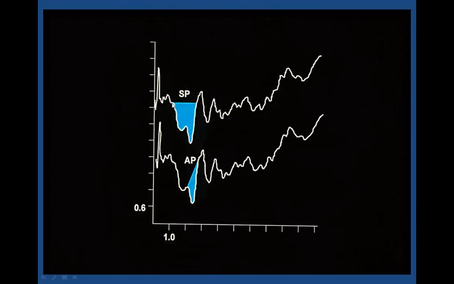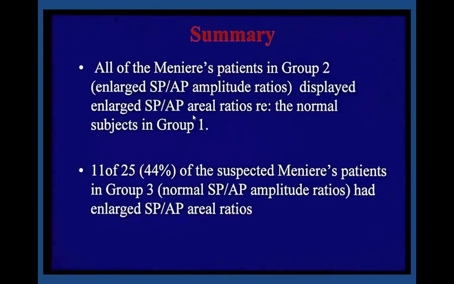Here's another example of someone with an enlarged amplitude ratio and an enlarged area ratio. Almost by definition, if your amplitude ratio is enlarged, your area ratio is going to be enlarged, and indeed our statistics showed that to be true. All of the Meniere's patients in group 2 that had enlarged amplitude ratios also had enlarged area ratios. This goes hand in hand.